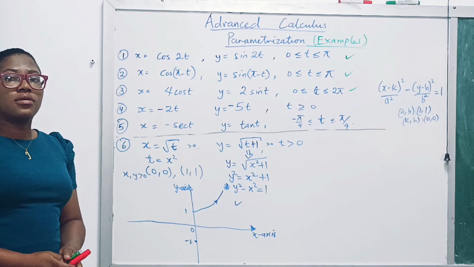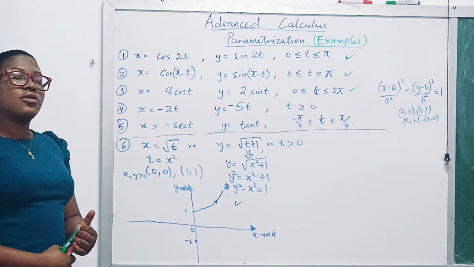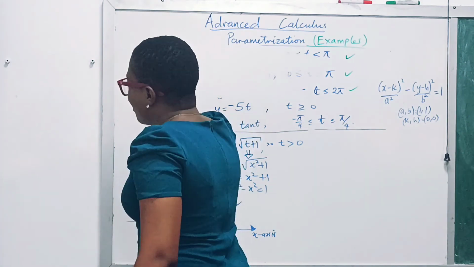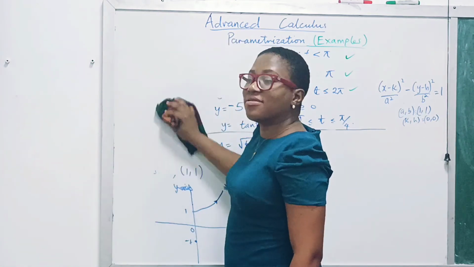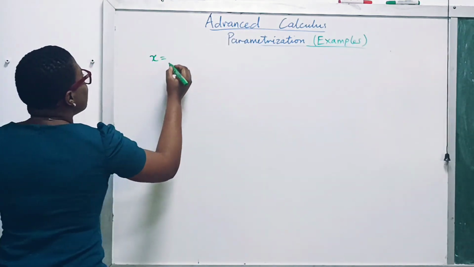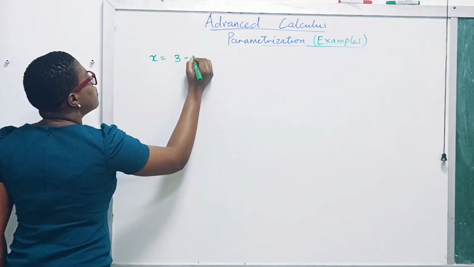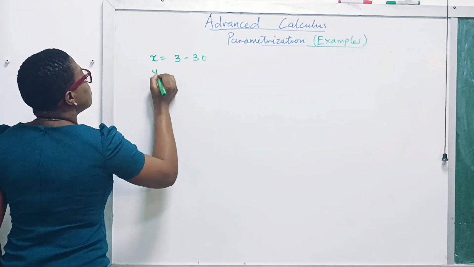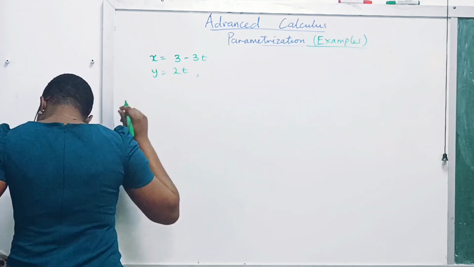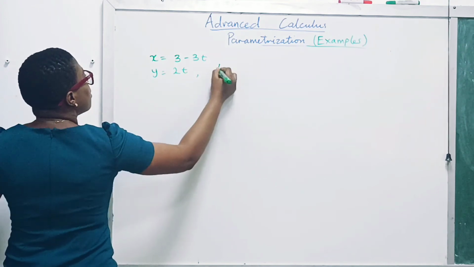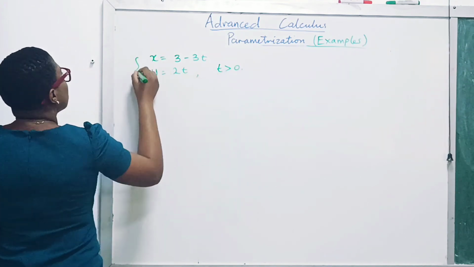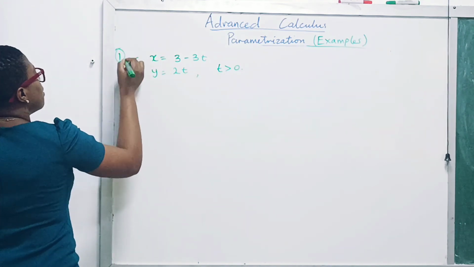So if you make a mistake and leave the other half once. So let me give you an exercise. X is equal to 3 minus 3t. Y is equal to 2t. T is bigger than 0. Number 2.